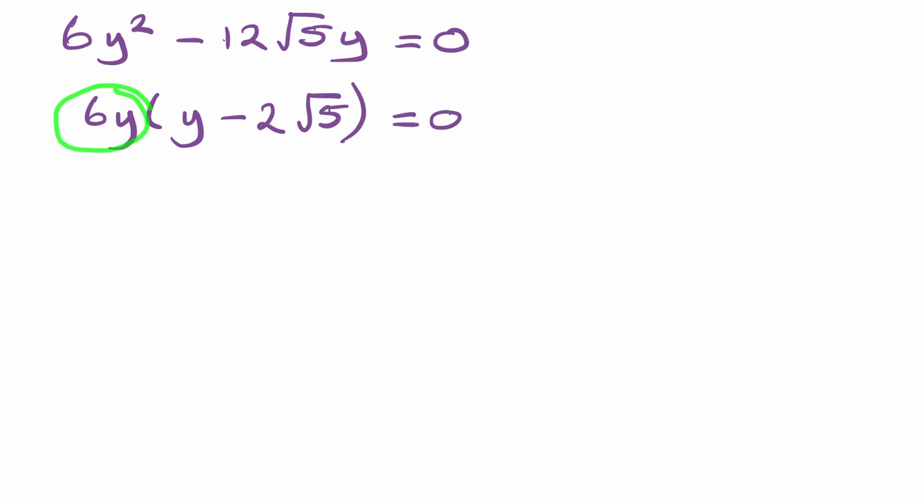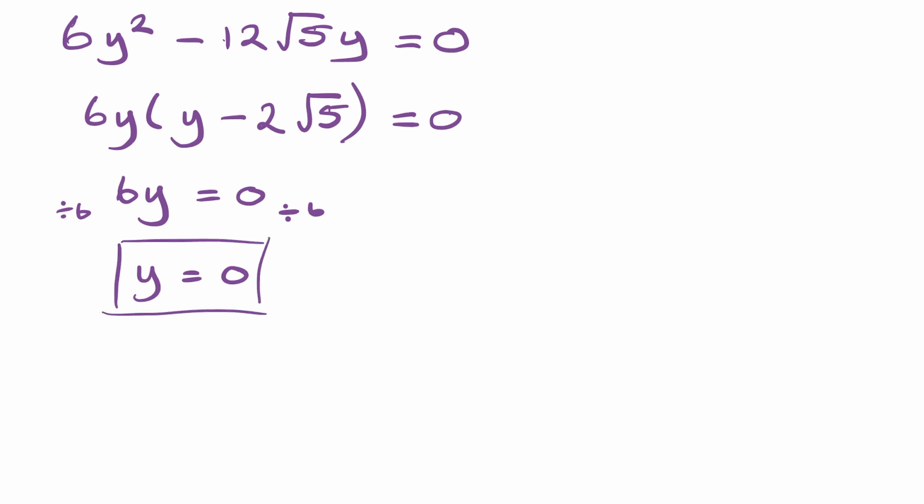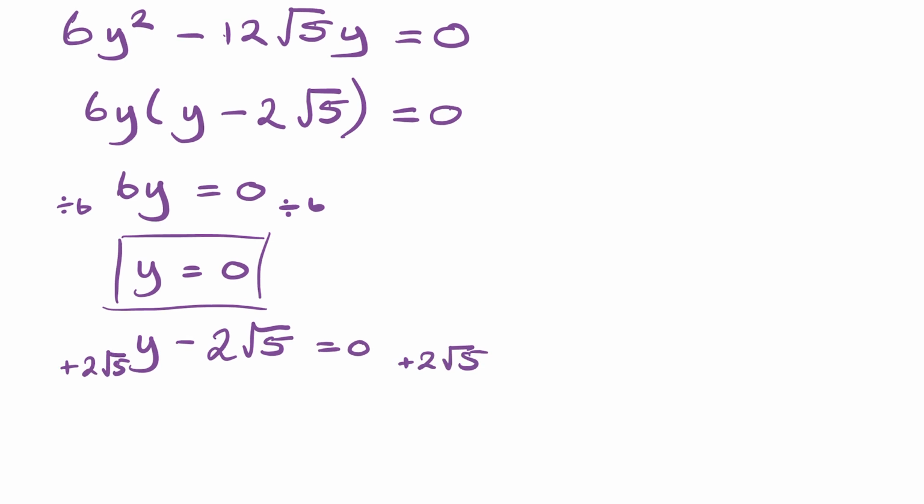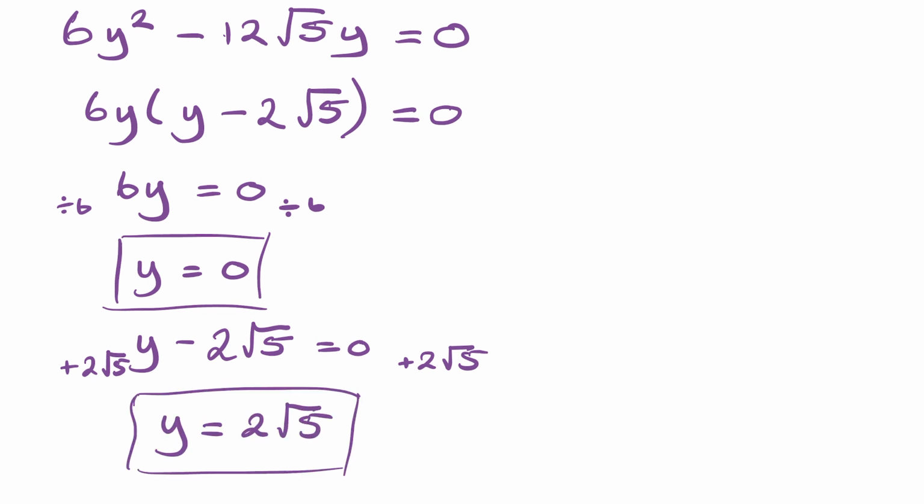So let's look at this one first. If 6y is equal to 0, then if we were to divide both sides by 6, we would know that y equals 0. There's our first y value, so let's pop a box around that. Then our second one is this here. So we have y minus 2 root 5 equal to 0. And so we would add 2 root 5 to both sides, and we end up with y equals 2 root 5. So there's our second y value. So what we're doing now to find our x value is substituting these two y values into equation 1.